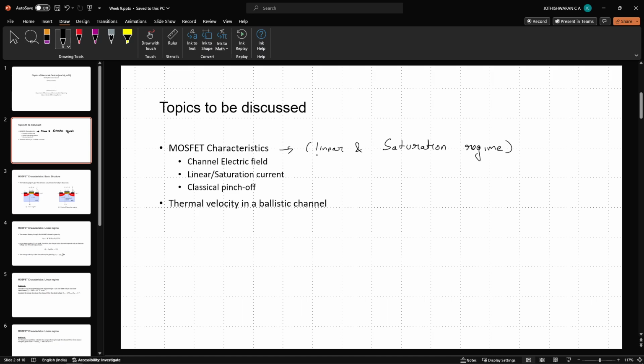So now we shall be concerning ourselves with the linear regime, which is the active regime. I mean, technically both linear and the saturation regime are active regimes because the device is allowing current to pass through it. So in the active regime, we are looking at the linear and the saturation behavior of the MOSFET. Our idea will be to understand the notion of channel electric field, and then the linear and saturation currents, and through this also get an idea of what is the classical channel pinch off, which leads to the saturation behavior. So channel pinch off is the cause of current saturation.